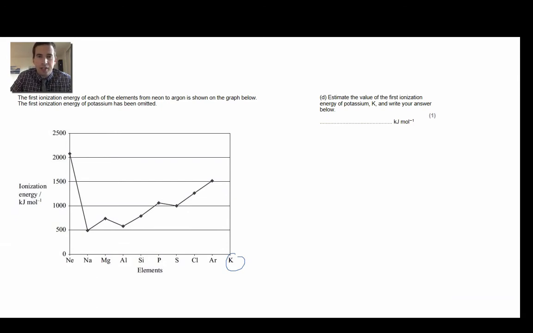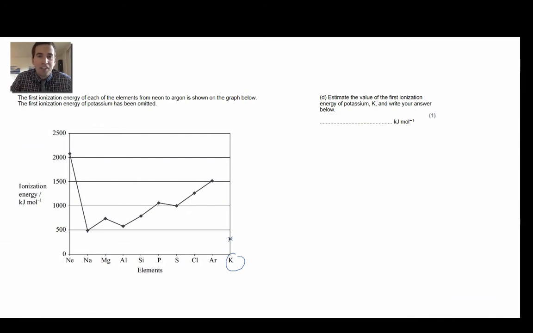We've already discussed that as you go down a group, the first ionization energy decreases because of the increase in atomic radii and the increase in shielding. So your value for potassium has to be below that of sodium. Sodium is in group 1, potassium is in group 1. Because potassium is further down the group, the first ionization energy must be lower.